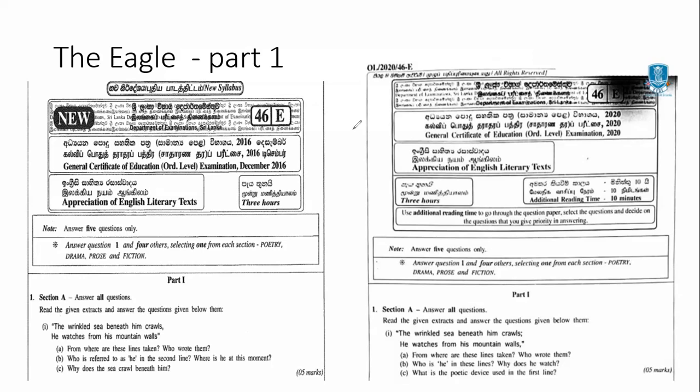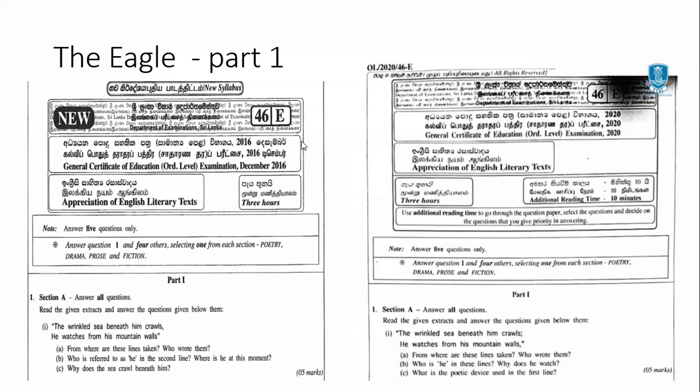For 2016, what it says is, why does it crawl? It crawls to indicate the sea crawling. That means the sea is being personified to be something feeble or inferior, to indicate the eagle as a superior force of nature.